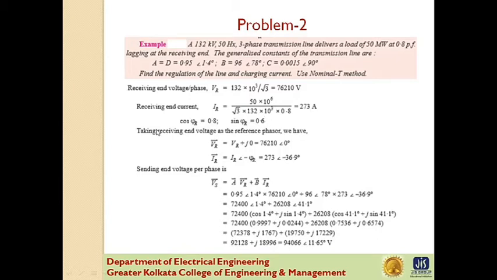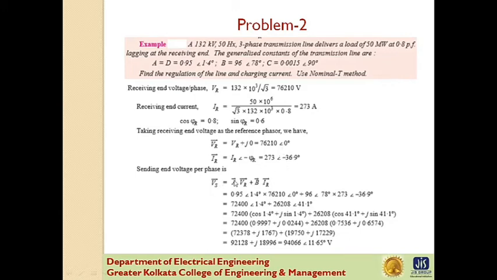Here the power is in megawatt, so we convert it into watt, and the voltage is in kilovolt, so we convert it into volt. Now cos phi r is equal to 0.8, so from this we can get the value of sin phi r. We take VR as the reference phasor, so VR is equal to VR plus j0, which is 76210 angle 0 degree, and IR is IR angle minus phi r, so the value of IR is 273 and phi r is 36.9 degree.